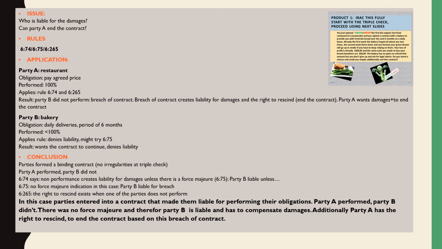Start with a triple check, don't despair, just see where am I, what are the rules that belong with it. I make an application, always the same thing. What is the obligation? Did somebody perform? What is the rule that he wants to use, and what is the result that he can then get with that rule? Conclusion: party A wants something, party B wants something. What rule is the winner? And then based on that rule, what the rule says, you make a conclusion. And that's what you have to do. See?